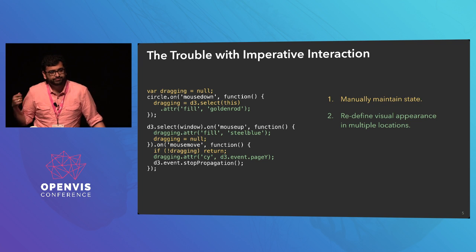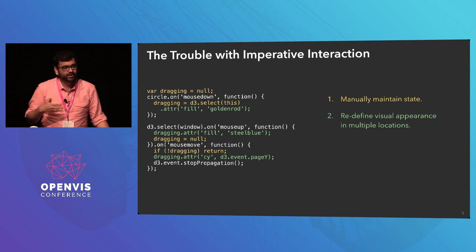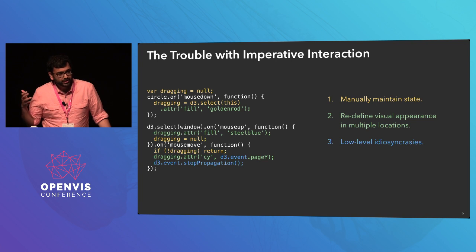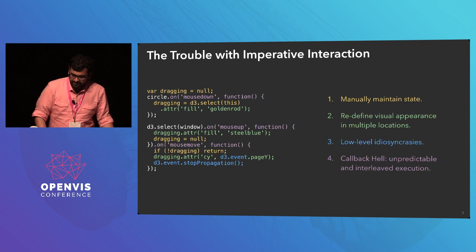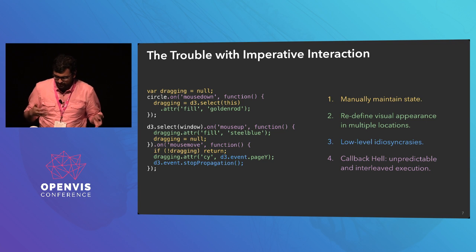The second problem is that we have to redefine the appearance of our visualization in multiple locations. This makes it tricky to figure out why the visualization might look a particular way. I have to trace down multiple code paths, so debugging becomes much more difficult. And with this sort of imperative paradigm, I also have to deal with low-level details, like the fact that D3 stores its event in this particular variable, or I have to call stop propagation when I'm dragging so that text selection doesn't fire. Really low-level details that have nothing to do with dragging and moving circles around. And finally, for those of us who actually programmed this way, we've undoubtedly felt callback hell. These callbacks can nest in arbitrary ways, and their execution order can be both unpredictable and interleaved.